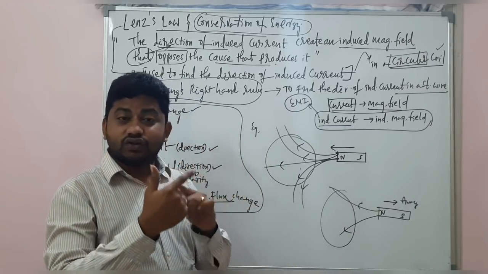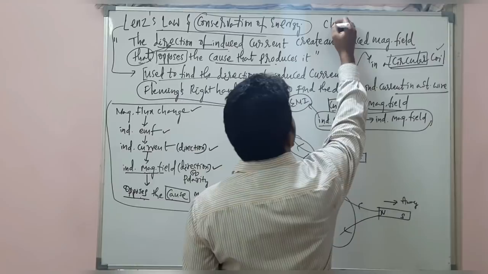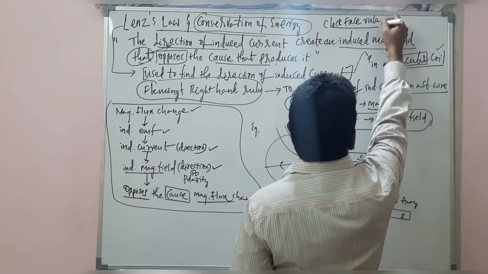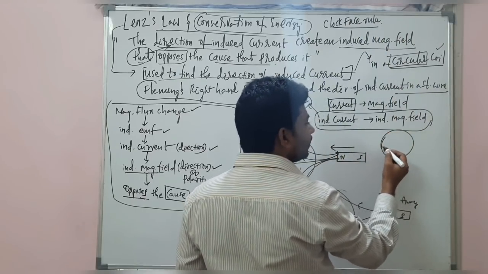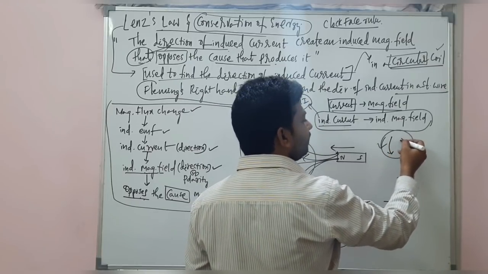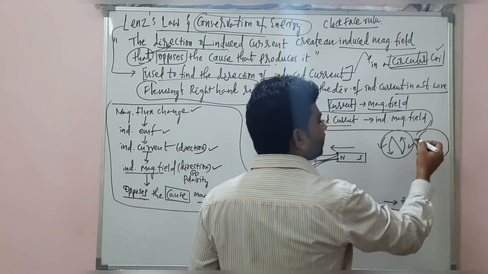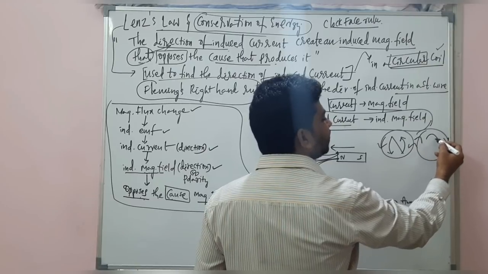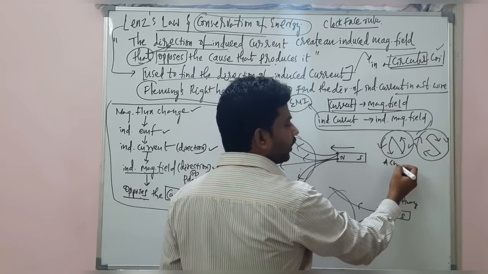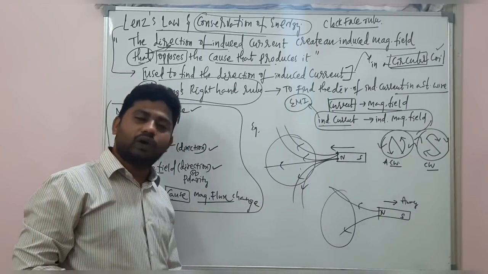The face of the coil, it's called the clock face rule. According to the clock face rule, if the current is moving in anti-clockwise direction, this face of the coil will behave as a north pole of a magnet. If the direction of current is clockwise, this face of the coil behaves as a south pole. Remember, this is anti-clockwise and this is clockwise. Okay, clear? This is called the clock face rule.